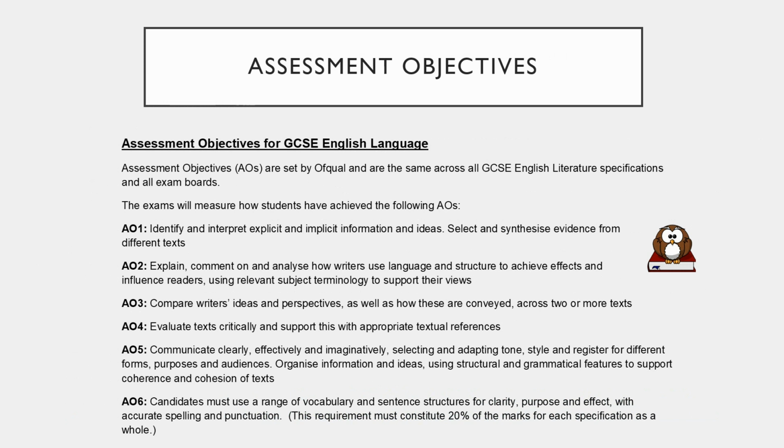Now we come to the assessment objectives, which I know I mentioned earlier I'd focus in on. So for these transactional writing pieces and your creative writing, it's AO5 and AO6 that we're looking at. And we'll start with AO6 because that's a bit more straightforward. This is where we give you a mark for your vocabulary, your sentence structures. So therefore that's your punctuation and grammar. And we're also looking at your spelling.